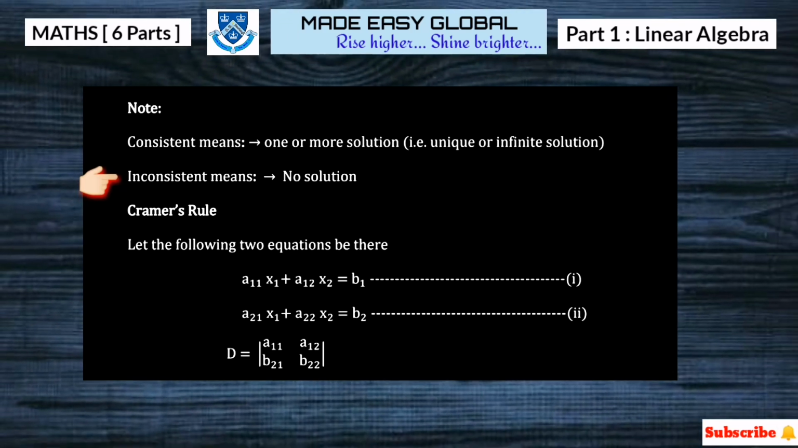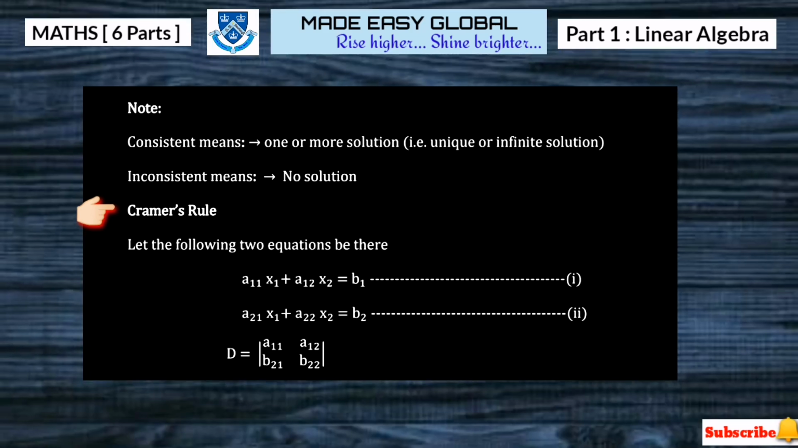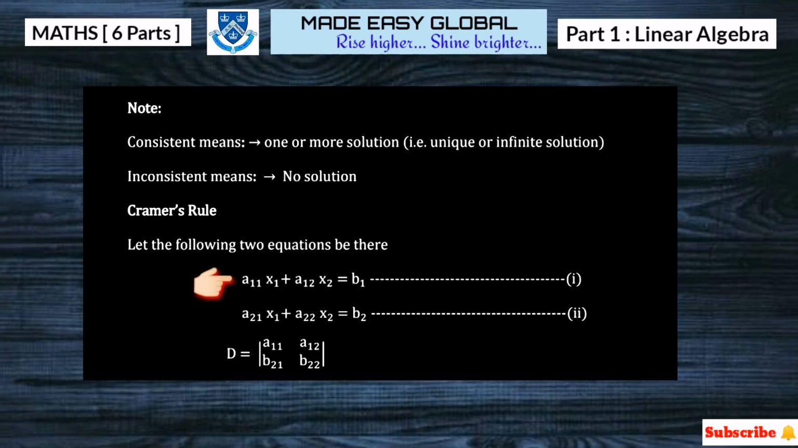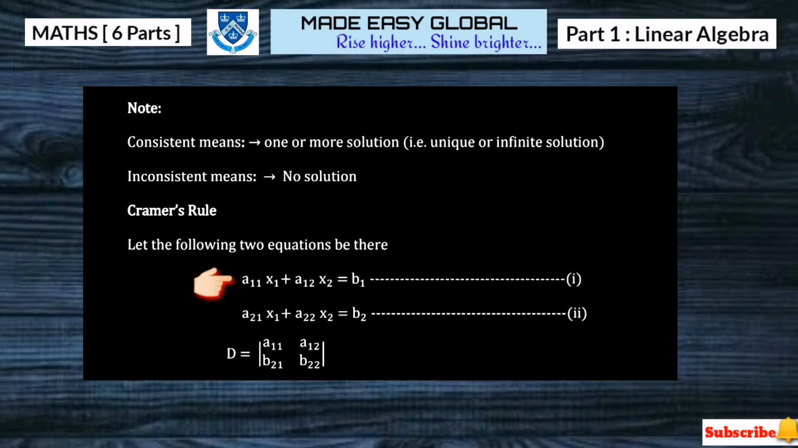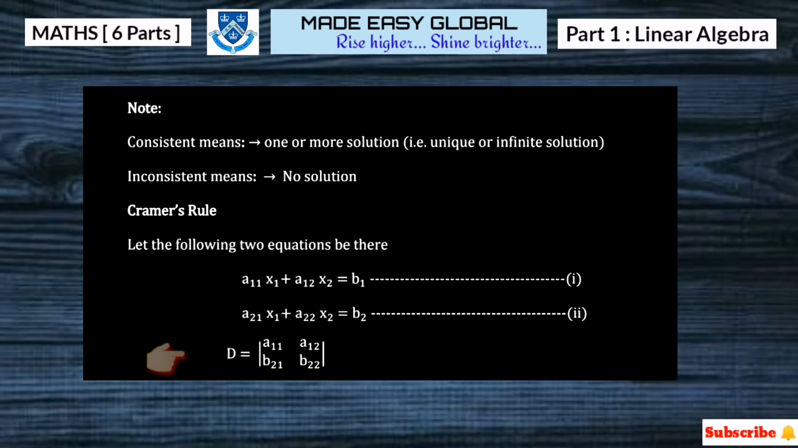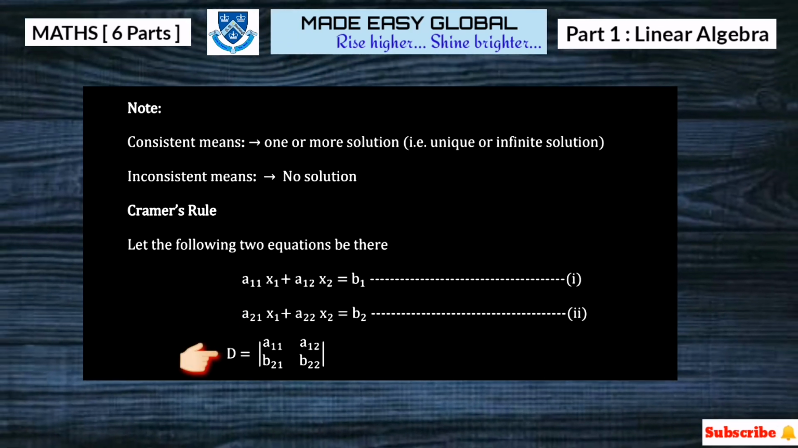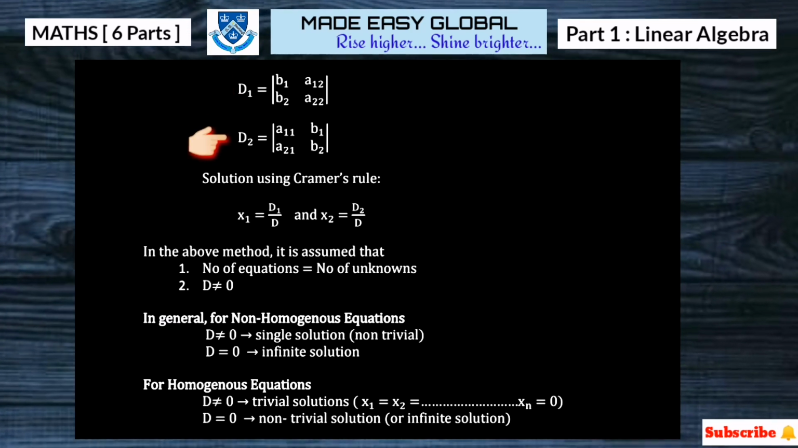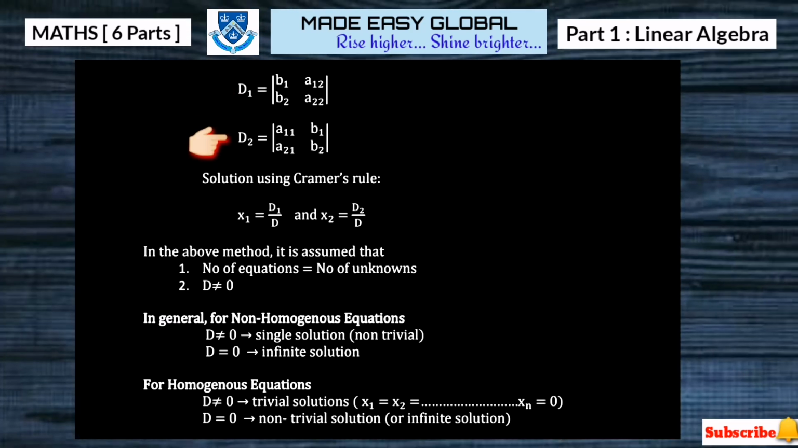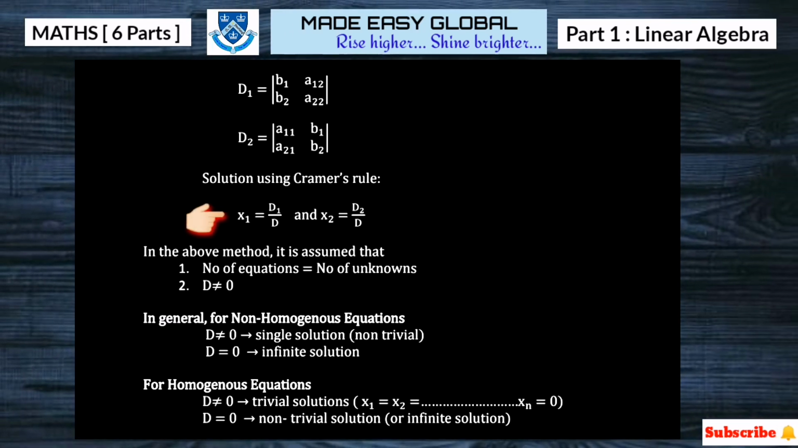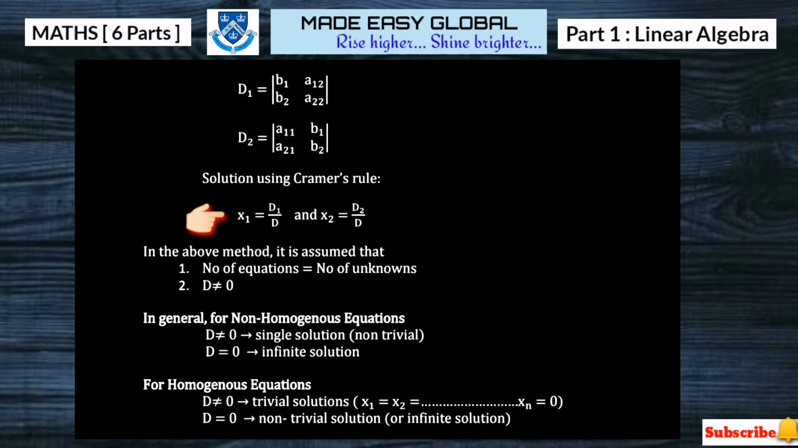and inconsistent means no solution. The next one is Cramer's rule. Let the following two equations be there: a11x1 + a12x2 = b1, and the second one is a21x1 + a22x2 = b2. Then the determinant D is the determinant of [a11 a12; a21 a22]. Then D1 is the determinant of [b1 a12; b2 a22], and D2 is the determinant of [a11 b1; a21 b2]. Then the solution using Cramer's rule: x1 = D1/D and x2 = D2/D.